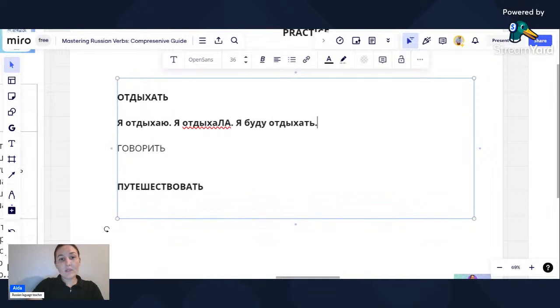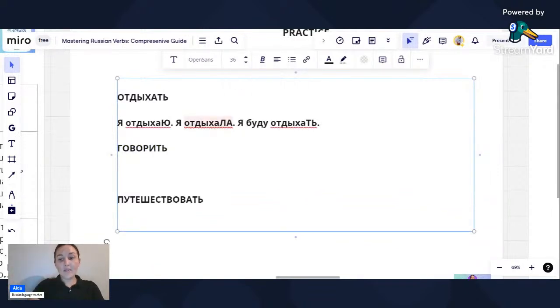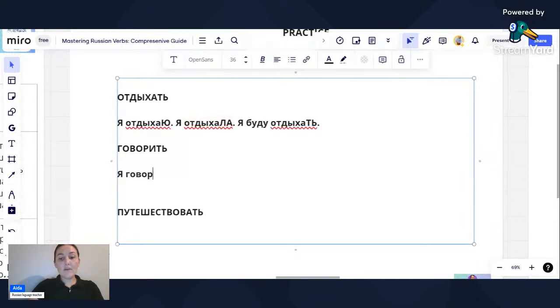Okay, so let's have a look. Я отдыхаю, present tense. Я отдыхала, past tense. Я буду отдыхать. Please look here. The second verb we use in the infinitive form. Буду plus the infinitive form of the main verb. Okay, next verb говорить. Говорить, to speak. Сейчас я говорю. Yesterday я говорила. Tomorrow I will. Я буду говорить.